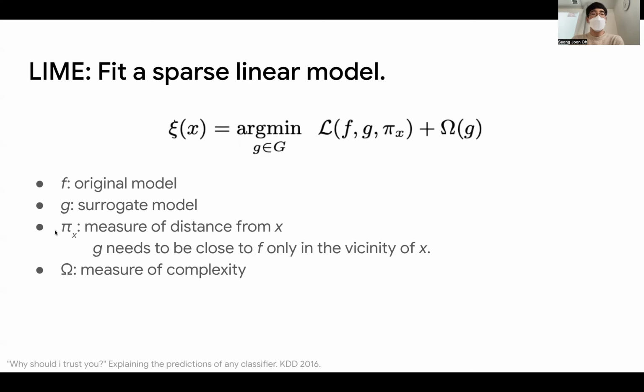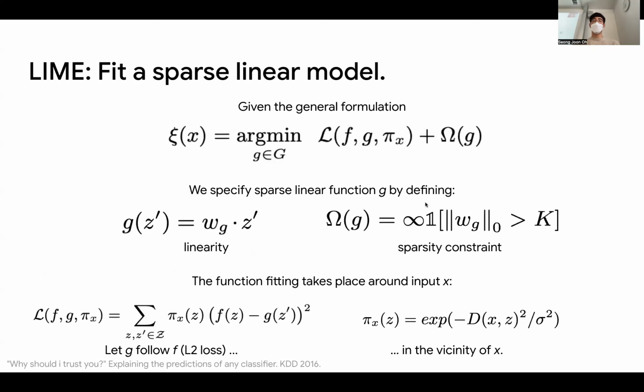And this pi x is encoding the information of where x is in the input space, because we only want F and G to be similar around this input value x. And this omega of G is measuring the complexity of G. So this is the sparsity term for the linear model G. To give you a bit more explanation into the terms, this is the general formulation, of course.